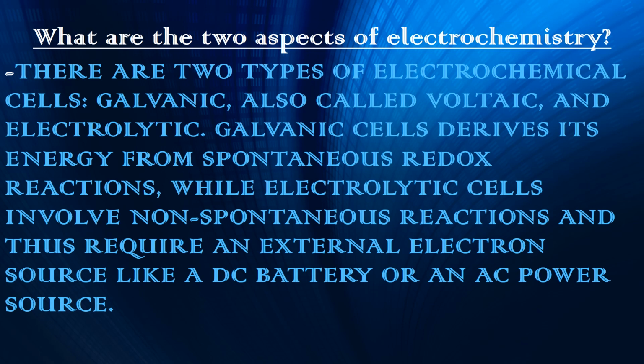The 16th question is, what are the two aspects of electrochemistry? There are two types of electrochemical cells, galvanic, also called voltaic, and electrolytic. Galvanic cells derive their energy from spontaneous redox reactions, while electrolytic cells involve non-spontaneous reactions and thus require an external electron source like a DC battery or an AC power source.